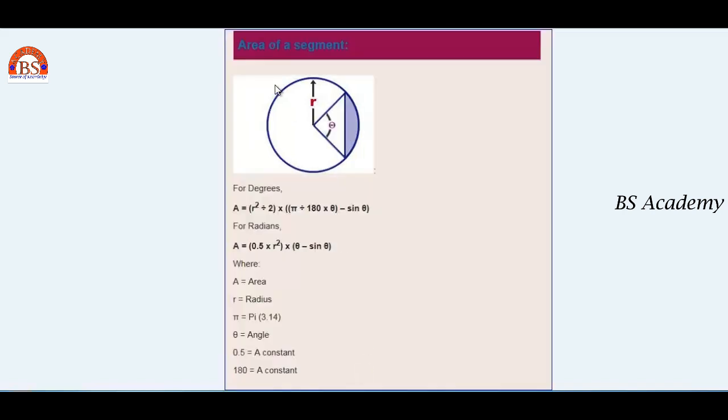And the next is area of a segment. For degrees, A is equals to r square divided by 2 into pi divided by 180 into theta minus sin theta. For radians, A is equals to 0.5 into r square into theta minus sin theta, where A is the area, r is the radius, pi is 3.14 and theta is the angle, and 0.5 and 180 are the constants.